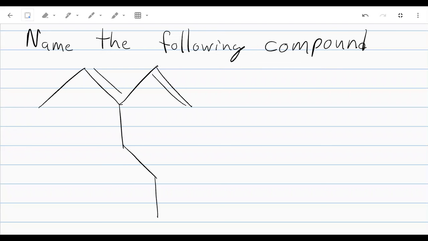In this sample problem, we've been asked to name the following compound and we're given a line diagram. So first thing we should note in this diagram is the presence of double bonds. So we know that this is going to be some sort of alkene. We have two double bonds present here.